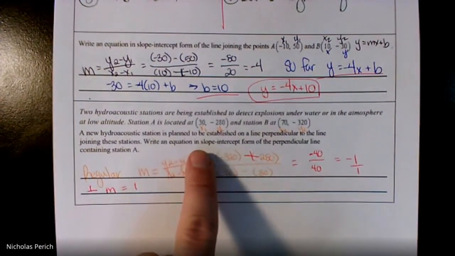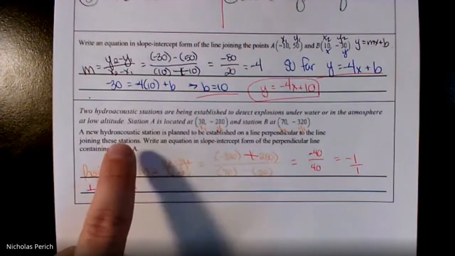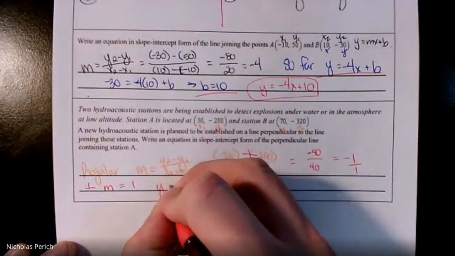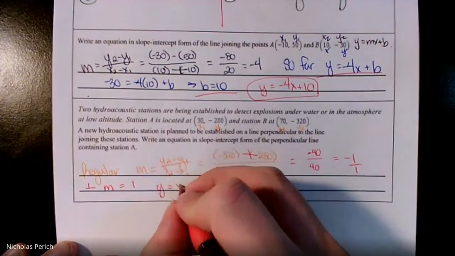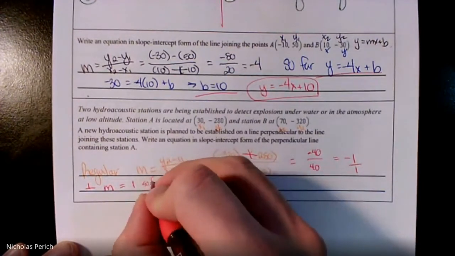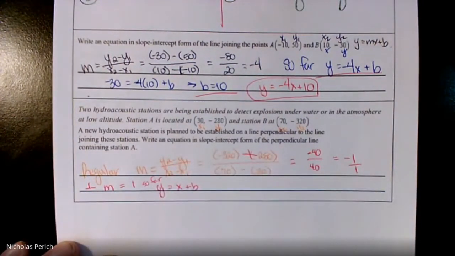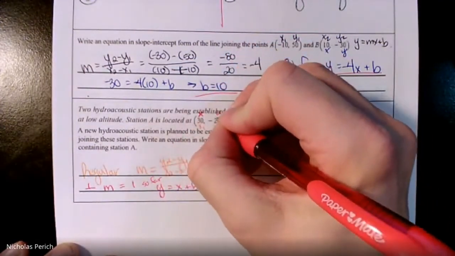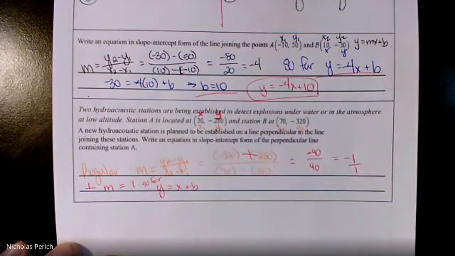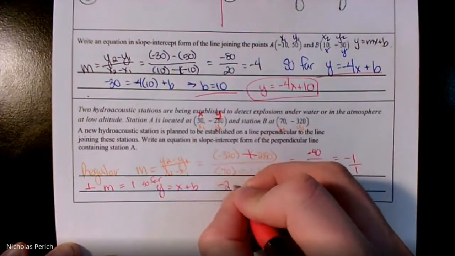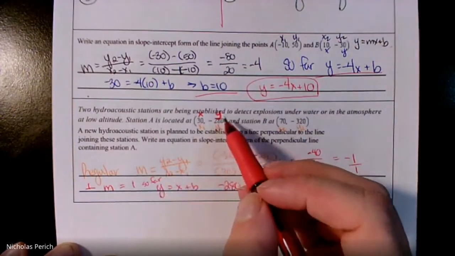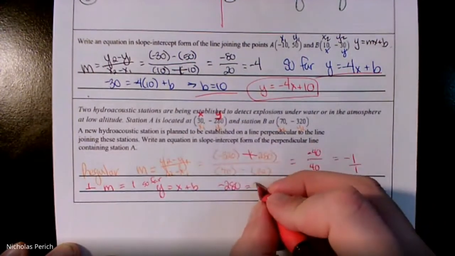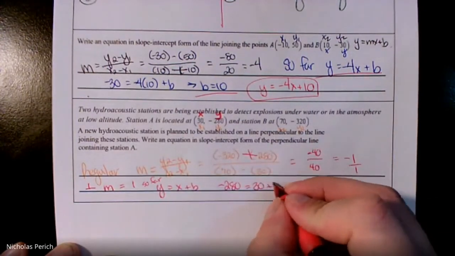Write an equation in slope-intercept form of a perpendicular line containing station A. So now I need to contain station A as well. What I have is y equals 1x, or just x, plus b. That's what I have so far. I need to use station A, so I'm going to rename its x and its y. I have negative 280, because instead of y I'm going to put in negative 280, equals, instead of x, I'm going to put in 30, plus b.